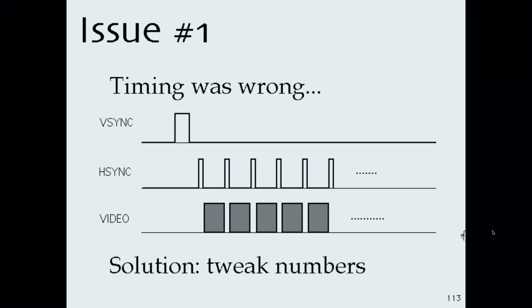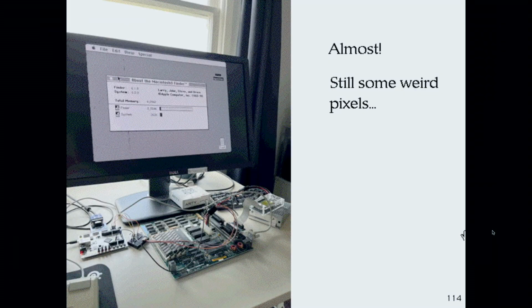All I had to do was tweak the numbers, basically count the number of cycles from when each pulse came in appropriately. And then I almost got it working. But there were still a few weird flickery pixels.